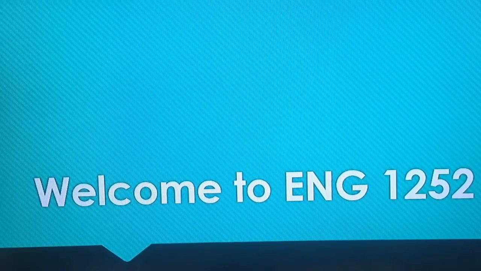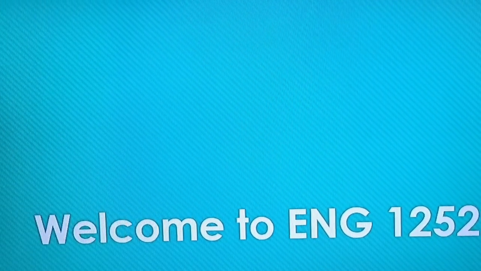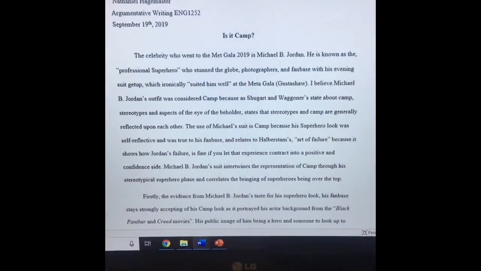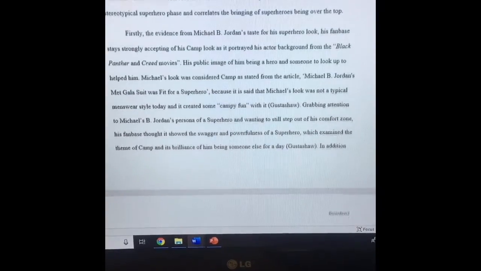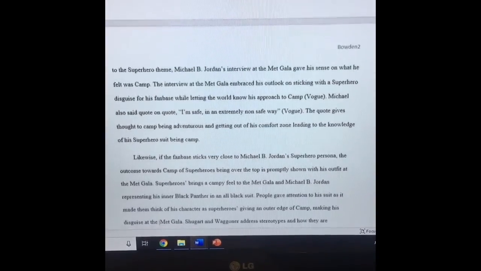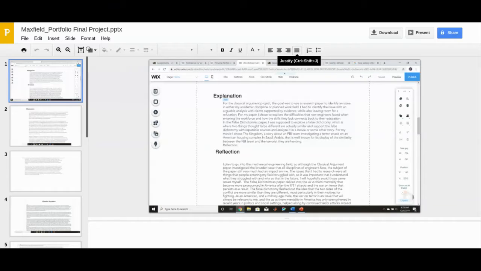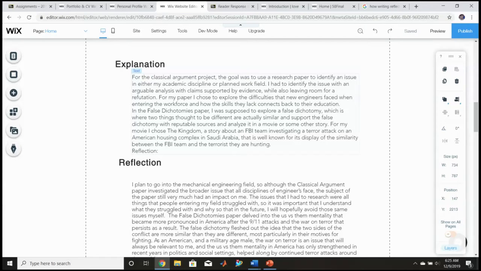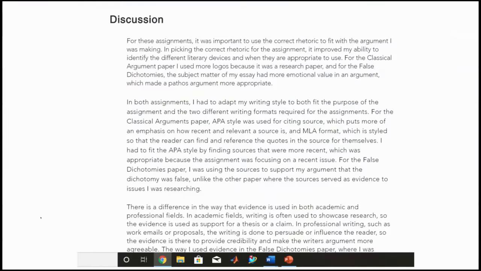So, this brings me to the topic of remediating your own writing. How would you visually remediate your classical argument paper, false dichotomies paper, and process writing such as drafts, reader responses, reflections, notes, outlines, etc.? To begin thinking about how you would approach this project, consider the following questions. How would you visually represent the main concepts of your two papers? What recognizable symbols, images, videos, etc. would help to get your point across?